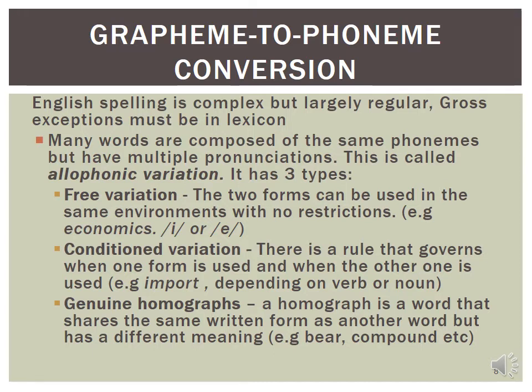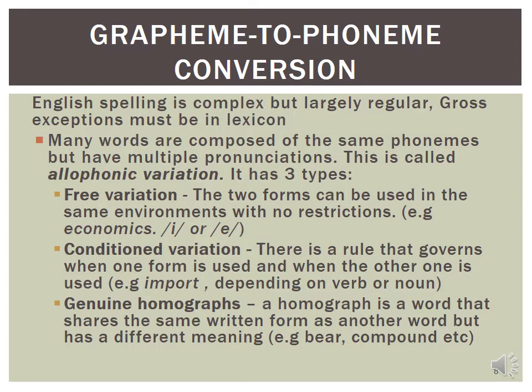Then we have what we call conditioned variation. Conditioned variation is generally a rule that governs when we use one form of a phoneme and when we use another. For example, it could be a verb, it could be a noun. Take a look at the word import. Okay, if it's a noun, we say IM-port. This is an import. Okay, these are imports. If it's a verb, we say im-PORT. Okay, we don't say he IM-ports sewing machines. No, we say he im-PORTS sewing machines. So one is a verb, one is a noun, and they're pronounced differently.